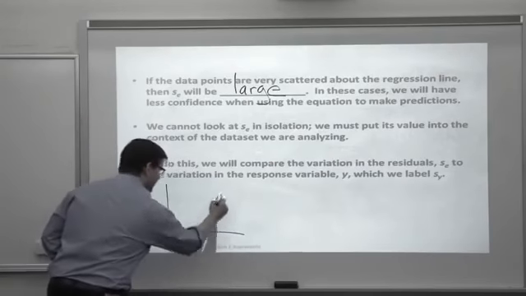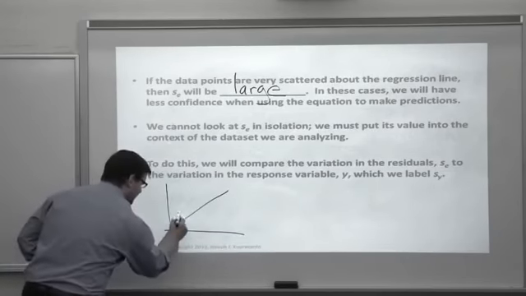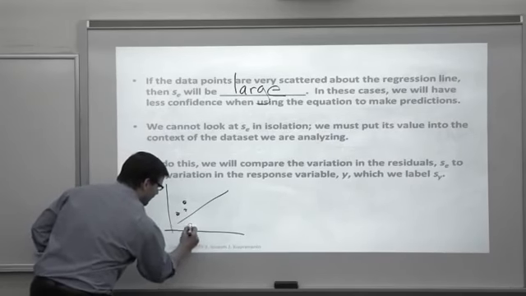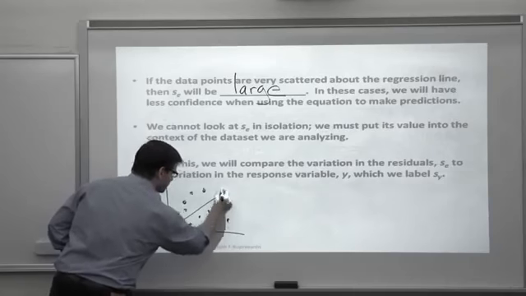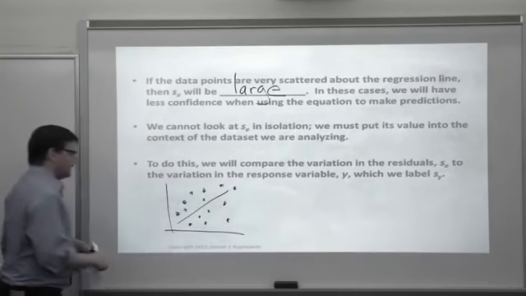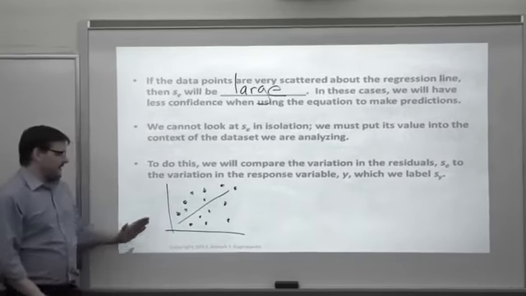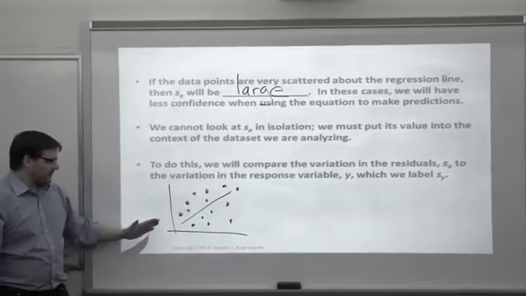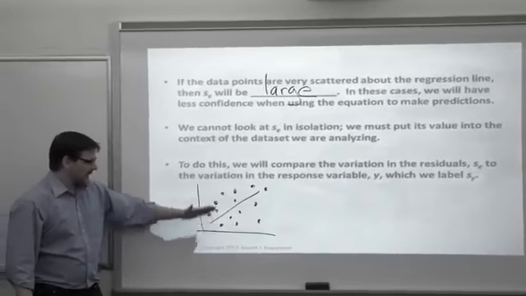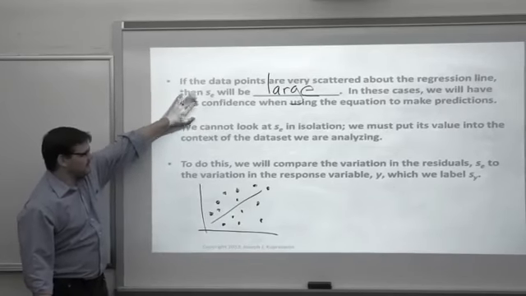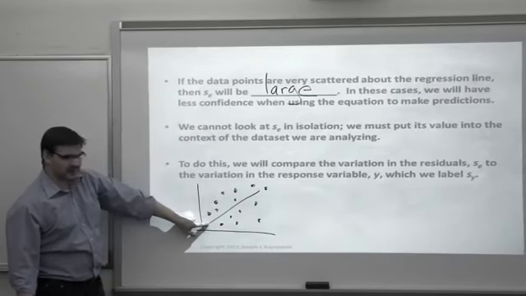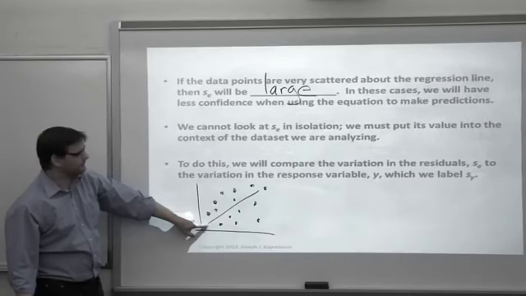So, of course, here's our regression equation, but the points look more like this. Maybe there's a linear positive pattern here, but the strength is much weaker. So there's lots of variation about the line. S sub e will get big. Use this equation to make predictions, we're not going to feel so good about it.